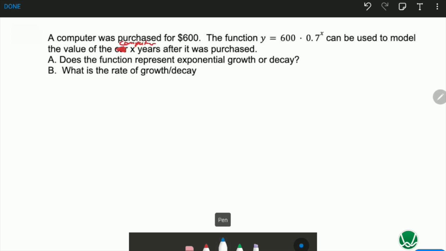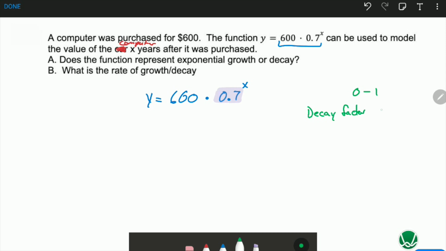So if we look at this, here is the part of the equation we're going to focus on. The y equals 600 times 0.7 to the power of x. This right here is the factor. Now you can see that this number is between 0 and 1. Since it's between 0 and 1, this represents a decay. So the decay factor is 0.7.